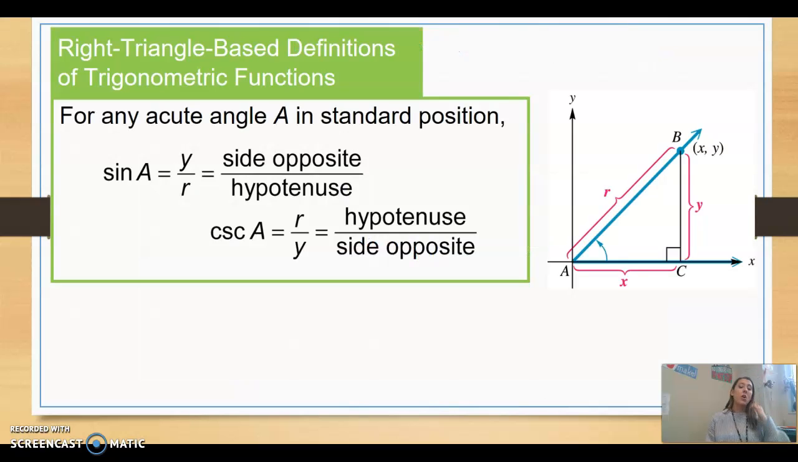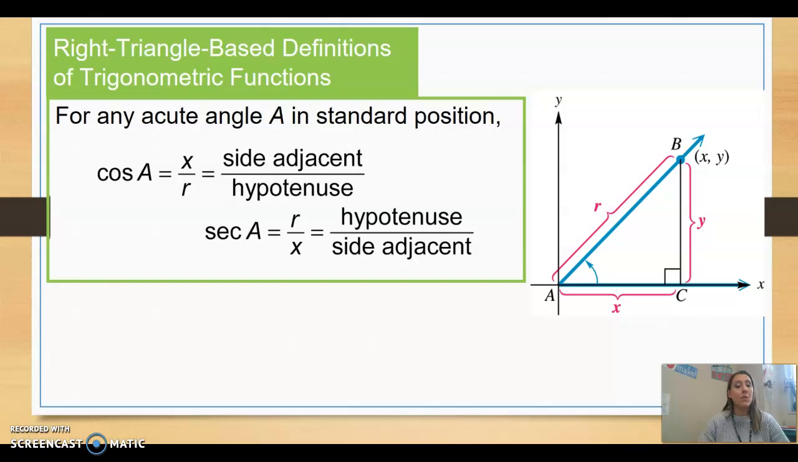Okay, so when we're talking about the sine of A, we're saying that that is going to be the opposite. So for this particular triangle, that's going to be y. So that'll be y over the hypotenuse. And then the cosecant is just going to be the flip of that, the flip side of that. So it's going to be the hypotenuse over the opposite. So go ahead and get that in your notes.